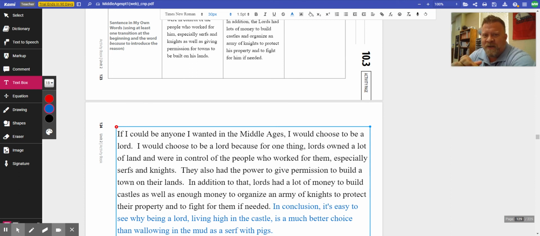Now, would I have rather been a lord during the Middle Ages? Not really. To be honest, Mr. Wilhoff would have preferred to have been a knight, but I find that knights are a lot easier to write about. That's why I did not choose a knight. I chose the lord just to show you how to start this persuasive paragraph.